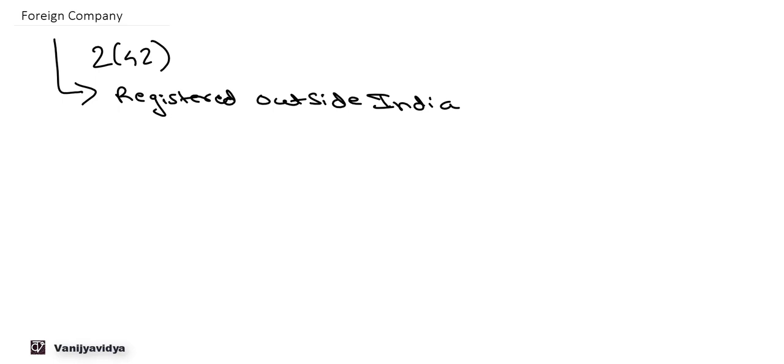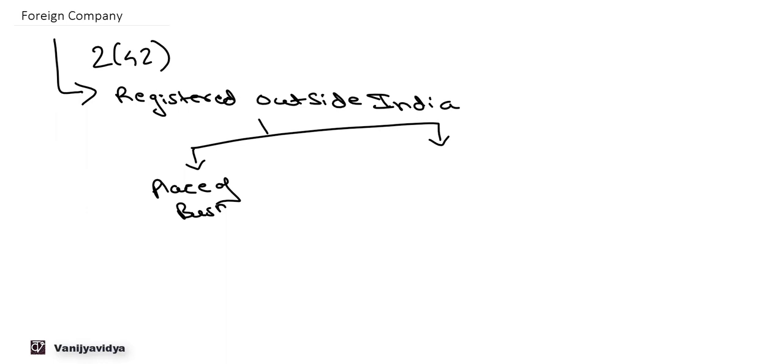Now it is registered or incorporated outside India and it has a place of business in India, whether by itself or an agent or an electronic mode. That is, say a company which is incorporated outside India. So either it has a place of business in India, or it has some agency which carries on the business for this company in India, or it carries on the business in India through electronic mode.